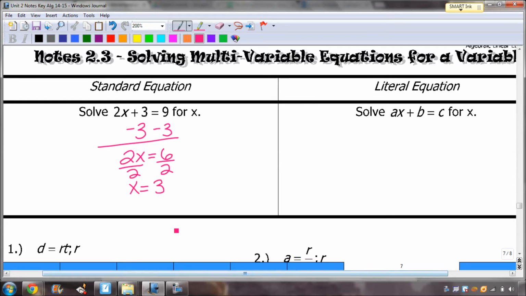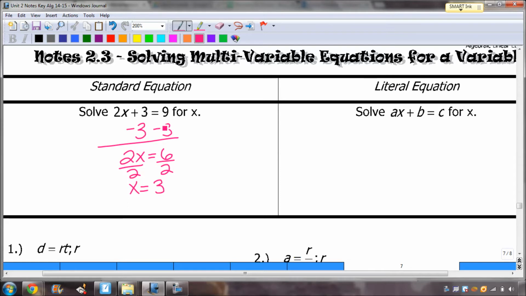So if you notice right here, it says solve 2x plus 3 equals 9 for x. Here it says solve ax plus b equals c for x. Now, the x is the variable that we tried to get by itself in the standard equation, and it's the same variable we're going to try to get by itself in the literal equation. So here, see how you have a 2? It's like the a. The b is like the 3, and the c is like the 9, okay?